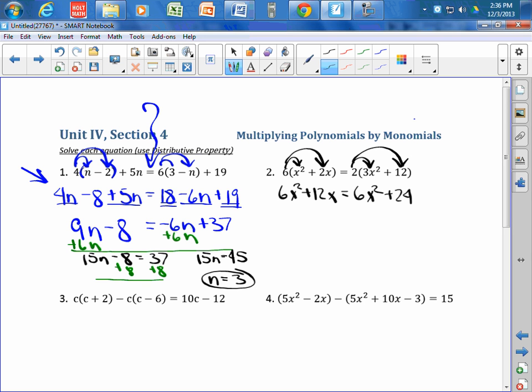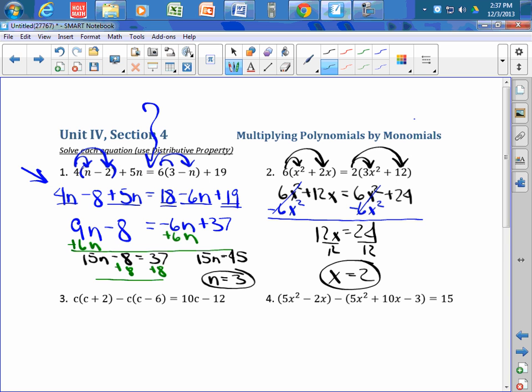So let's, starting with the highest exponent first, let's get those together. Oh, and look what happens. When you subtract 6x squared here and here to get those together on the same side of the equal sign, they cancel out. And you're left with 12x is equal to 24. Dividing both sides by 12, get x is equal to 2.